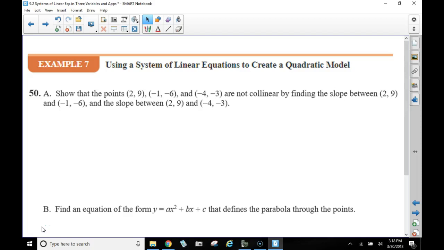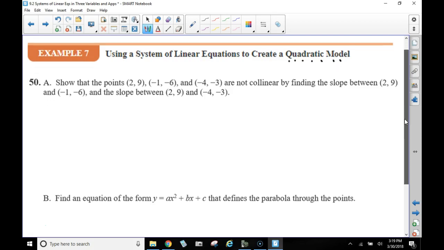Okay, so on this next example, what we've got is 3 points, and we want to know if those 3 points lie on the same line, or do those 3 points lie on a parabola? Okay, a degree 2 quadratic equation.